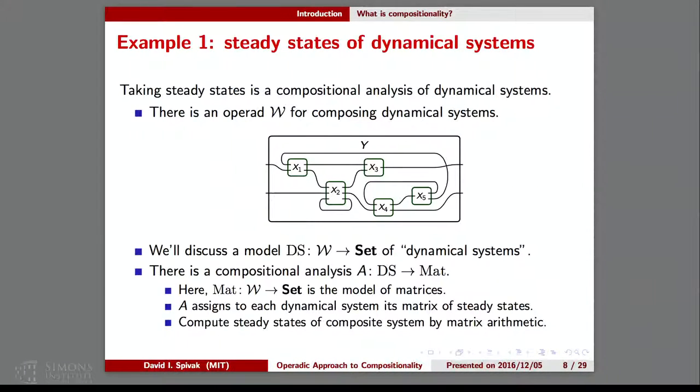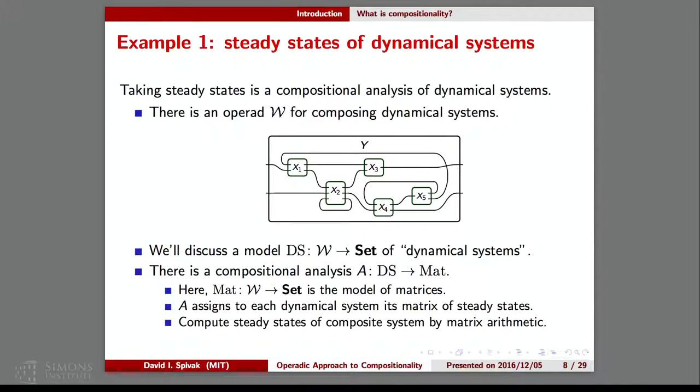Okay, and what I'll talk about later is that there's a compositional analysis from one model of this operad to another model of this operad. One model is dynamical systems that can go in each box, and another model that doesn't feel like it has feedback at all is putting matrices into each box. If you put matrices into X1 and X2, you might be able to multiply them, but what happens when you have all this complex stuff?